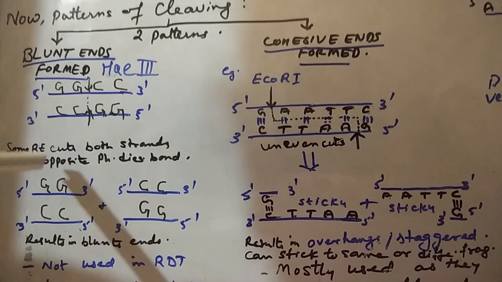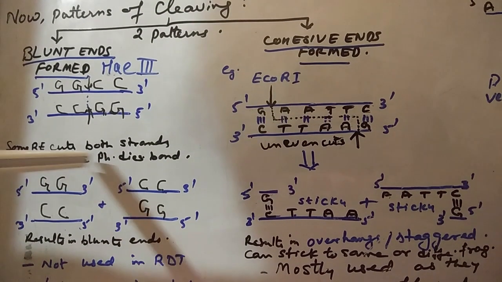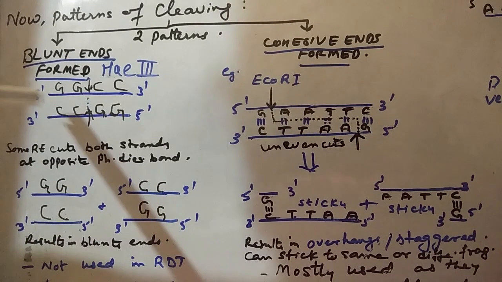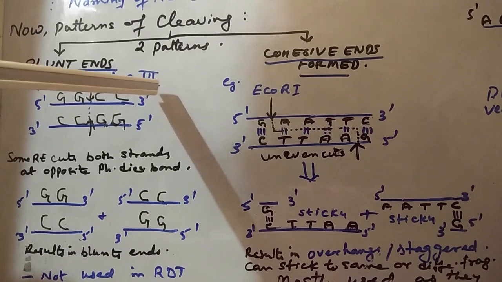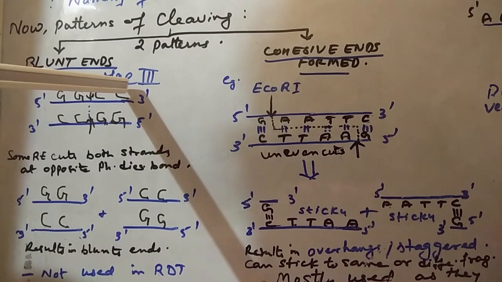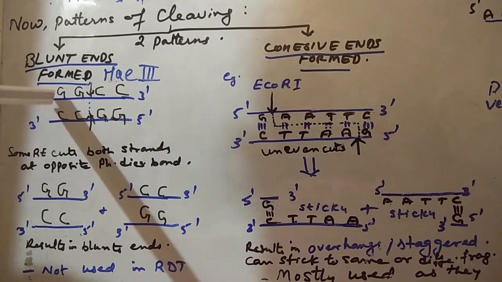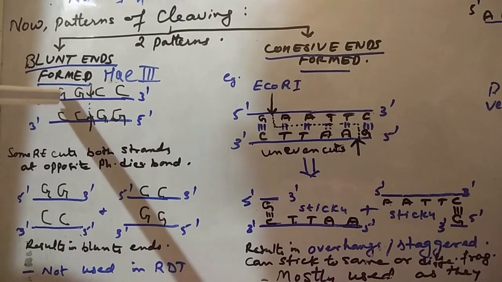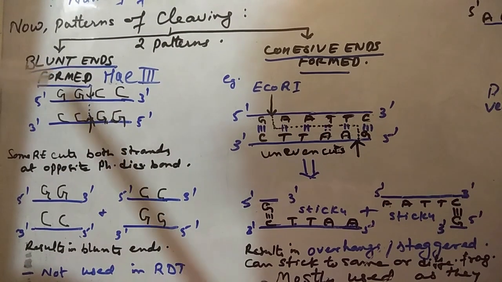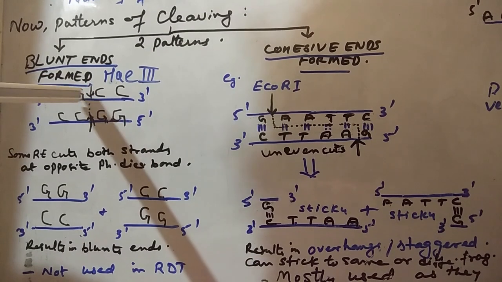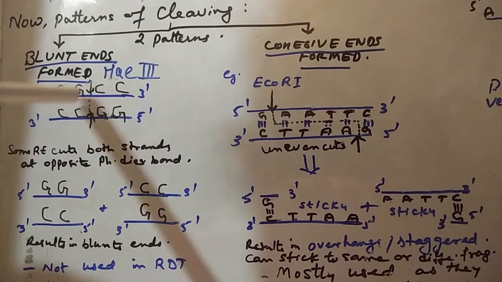Whereas for the blunt ends formed, some restriction enzymes cut both strands at opposite phosphodiester bonds, exactly opposite. For example, see the case of enzyme HaeIII, derived from the bacteria Haemophilus aegyptius and third in the order of discovery. This enzyme recognizes only this sequence, GGCC, GGCC. So this is the recognition sequence. And what is the restriction site for it? It is the phosphodiester bond between guanine and cytosine.